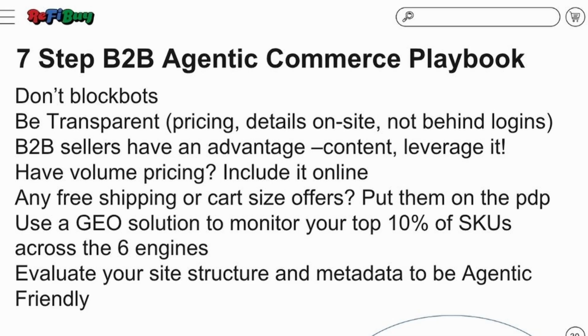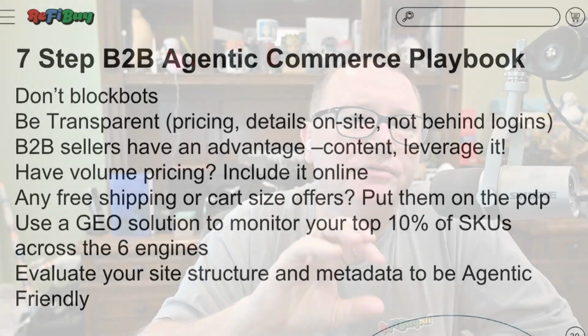Don't block the bots, be transparent, use your content, and make sure your pricing, to the extent you can, is transparent and online. If you have any offers, make sure they're on the PDP, and use a GEO solution to do some monitoring. Then make sure you've learned about the LLM things you can do for your site structure, and that you're following some best practices. And number 8, don't hallucinate. Yes. Doing these things will keep the LLMs from hallucinating about your products.